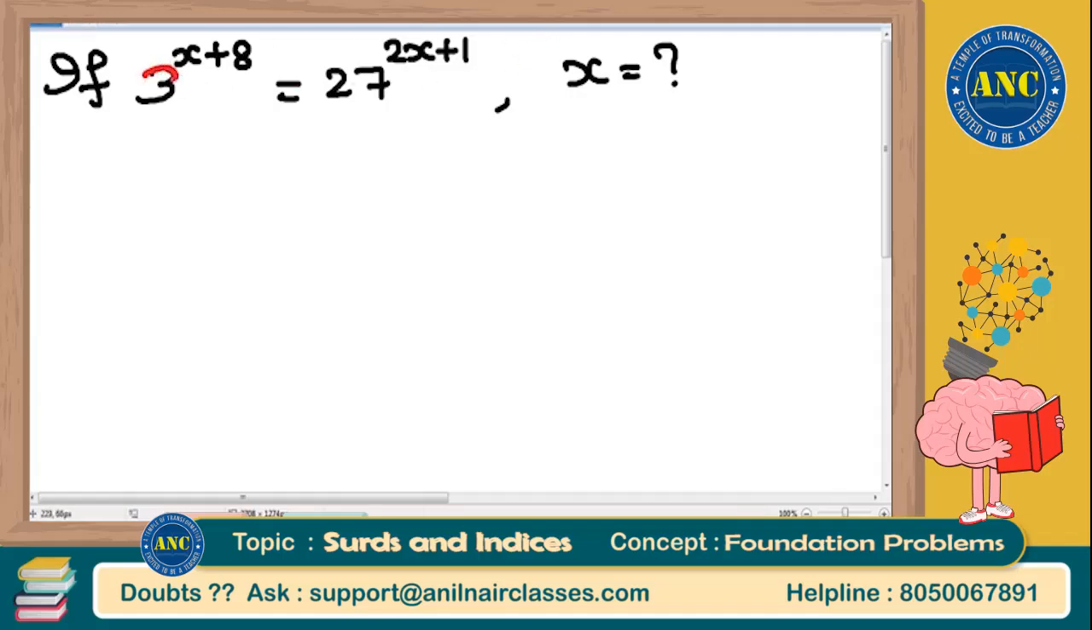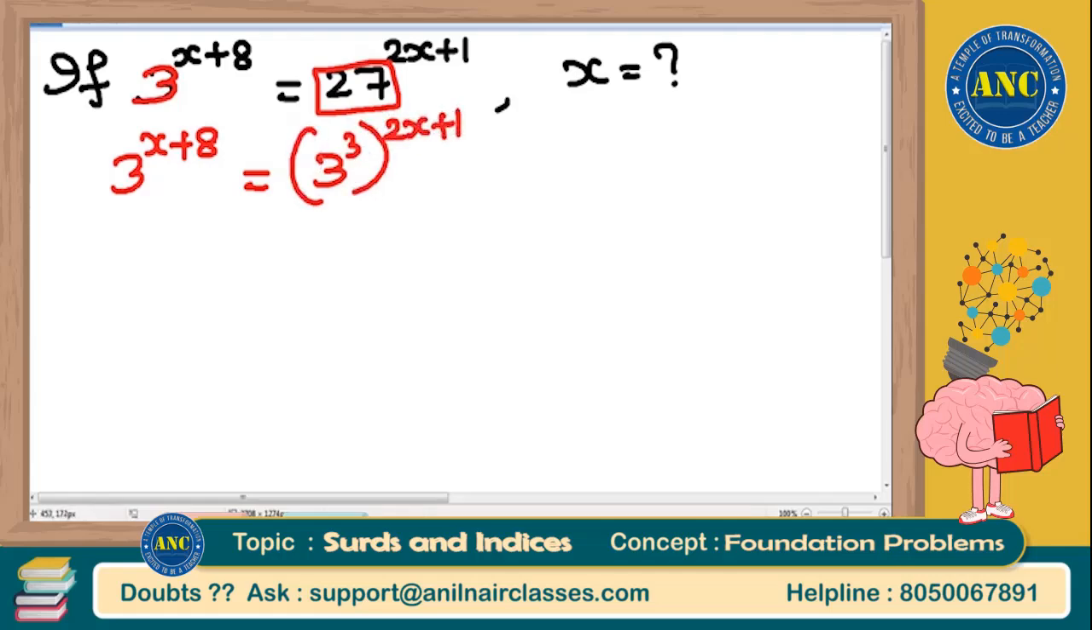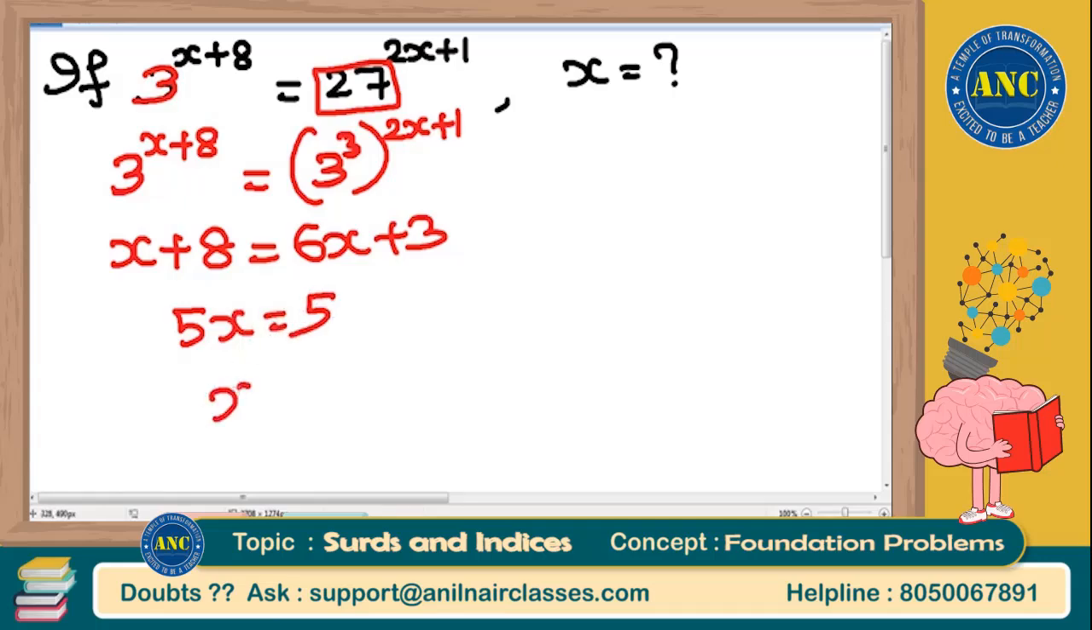Very easy. Base here is 3. Make the base here also as 3, so that I can remove the base and equate the powers. So it is 3 power x plus 8, and 27 is 3 cube, to the power of 2x plus 1. So base here is 3, here also is 3. Remove the base. x plus 8 is equal to 3 into 2x plus 1, which is 6x plus 3. You are left with 5x is equal to 5. x is equal to 1. This is one of the ways of solving.